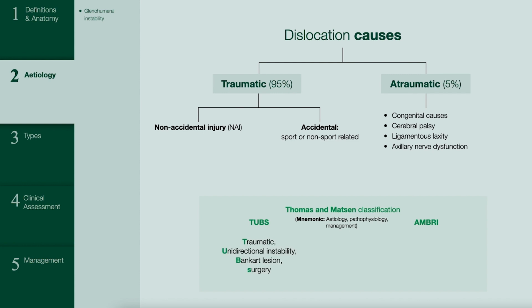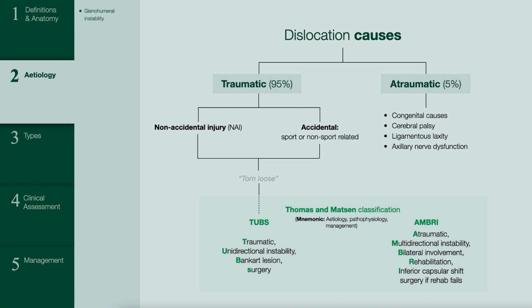Where TABS stands for traumatic, mechanism with unidirectional instability, where Bankart lesion is the pathology, usually requiring surgery. And AMBRI stands for atraumatic mechanism with multidirectional instability and bilateral involvement for rehabilitation. Inferior capsular shift surgery is indicated for failed conservative management. If we link this classification system for anterior dislocation to what we've covered regarding traumatic and atraumatic causes, TABS are thought of as being torn loose, whilst atraumatic causes or AMBRI are thought of as being born loose.